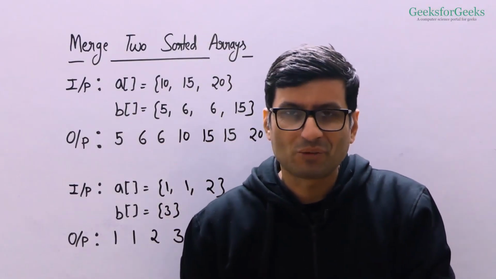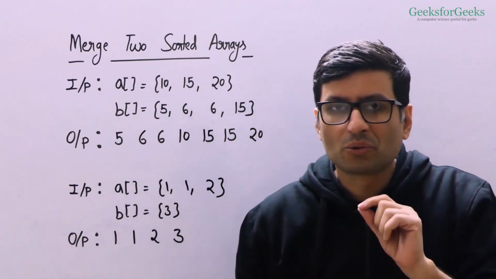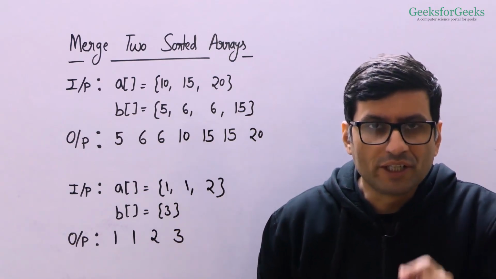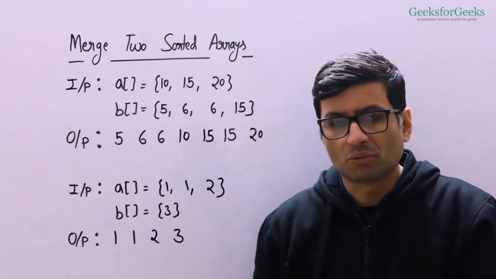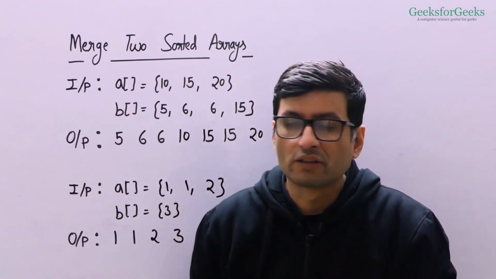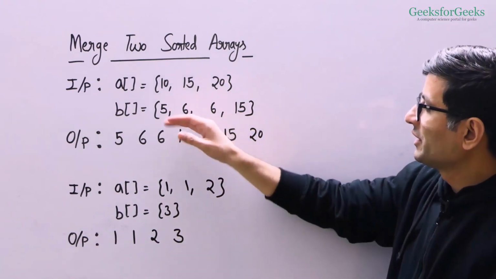Let us talk about this problem. We are given two sorted arrays. We need to print all the elements of both the arrays in sorted order. Let's understand the problem with these examples.